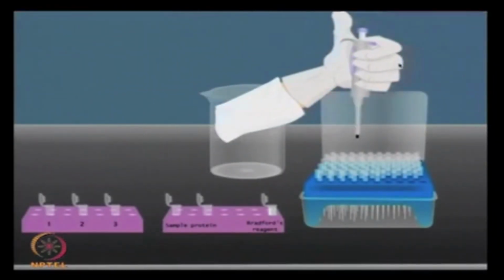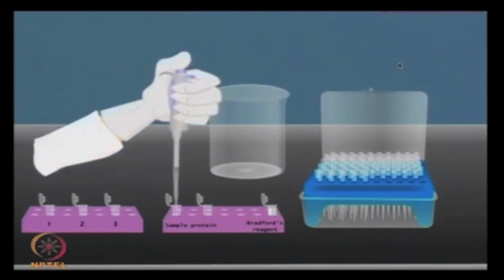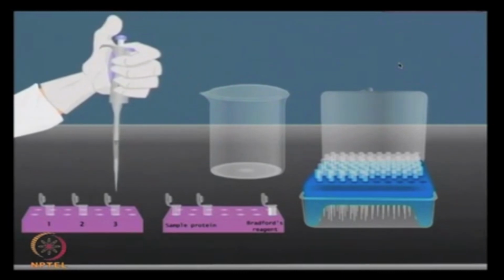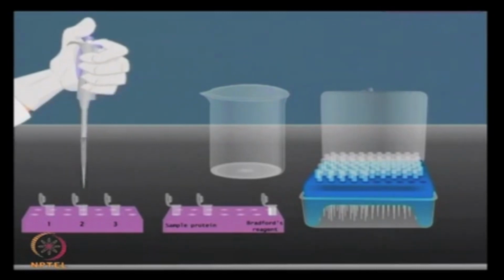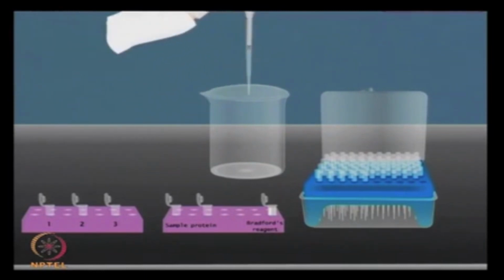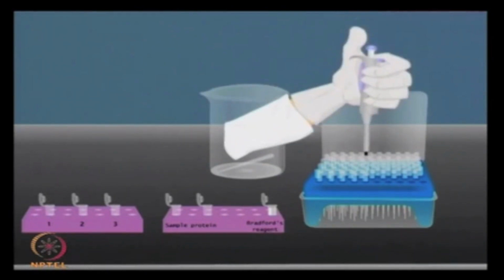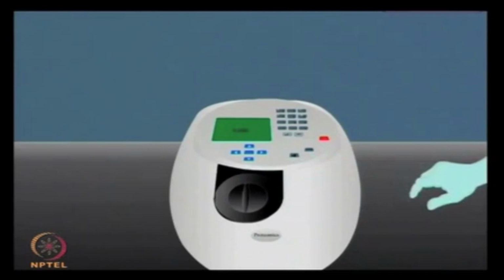Now, we will watch the quantification of the proteins. So, prepare the Bradford dye reagent and label the tubes suitably for the standard and test samples. Add the standard and sample solutions to their respective tubes. Now, add the Bradford color reagent to the tubes and mix them thoroughly. Once the color reaction has occurred, perform the absorbance measurement at 595 nanometer.